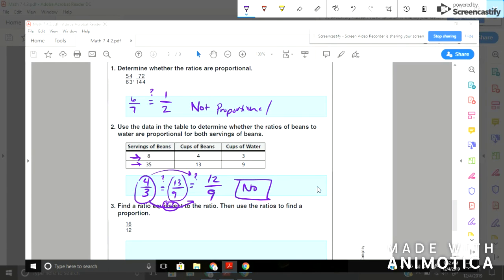And the last one says find a ratio equivalent to the ratio and then use the ratios to find a proportion. Okay, 16 and 12. Remember, you could multiply by 2 or divide by a number. Well, since I see that they're both divisible by 4, I'll divide by 4 on top and bottom. And that would give me 4/3. So that would be an equivalent ratio. And then to write that proportion, I would just write 16/12 is equal to 4/3. And there's an answer.